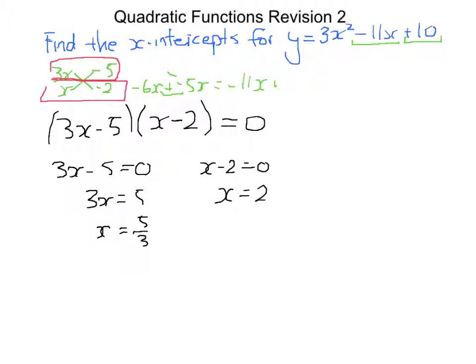So the two x-intercepts, or the coordinates for the two x-intercepts, will be at (5 over 3, 0) and (2, 0). And that's the answer to that question.